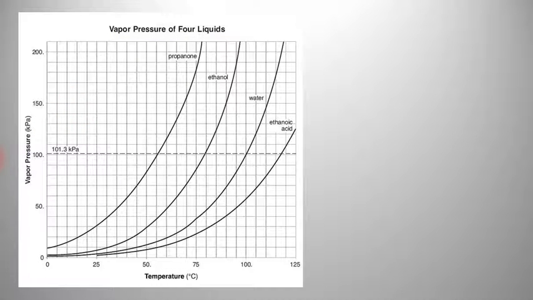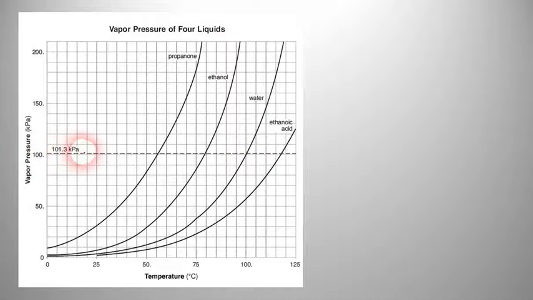Now, let's take a look at an actual graph of this. Here we have the vapor pressure graphed of 4 different liquids on a diagram here. We have propanone, which we often call acetone. We have ethanol, which is alcohol, water, of course, and then ethanoic acid, which is the concentrated form of vinegar or acetic acid. And we can look at this graph, and we notice that there is a special point highlighted.